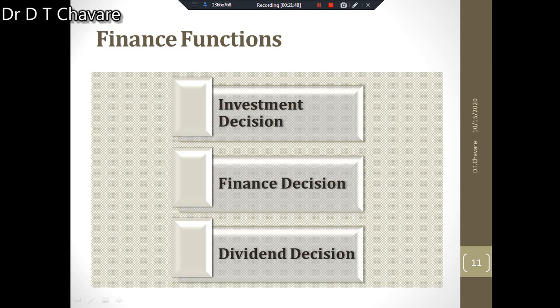The second financial function we have to study here is the finance decision. What is the meaning of finance decision? Finance decision is the second important function of the business finance department. It is decided where from and how to acquire funds to meet the investment needs. The finance manager has to identify the sources from which funds can be raised. He has also to ascertain the amount that can be raised from each source and the cost involved. The main issue here is to determine the appropriate proportion of equity and debt capital.